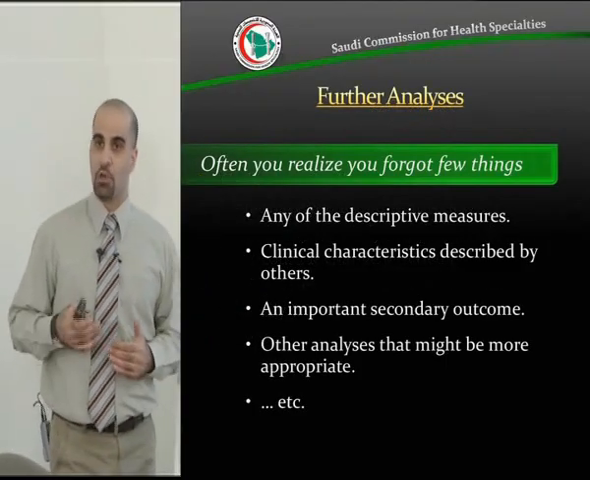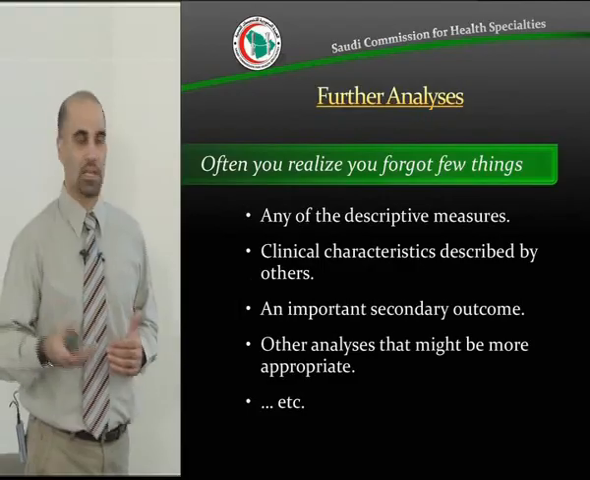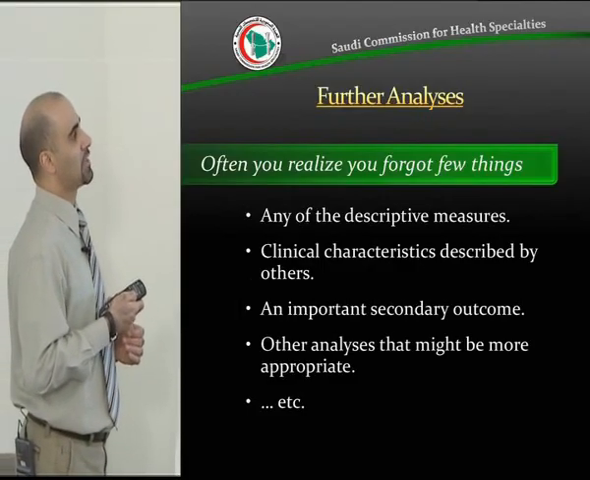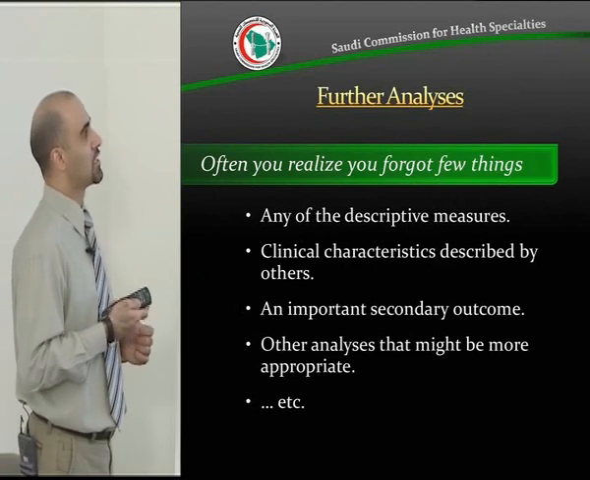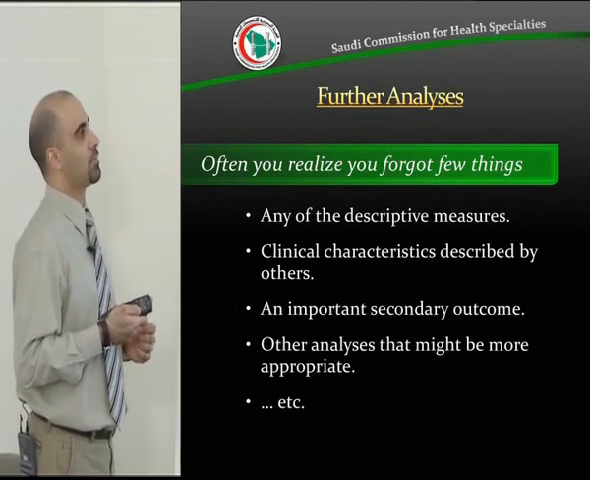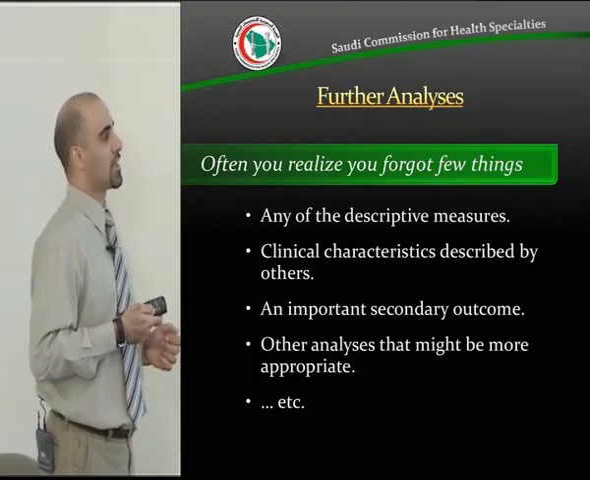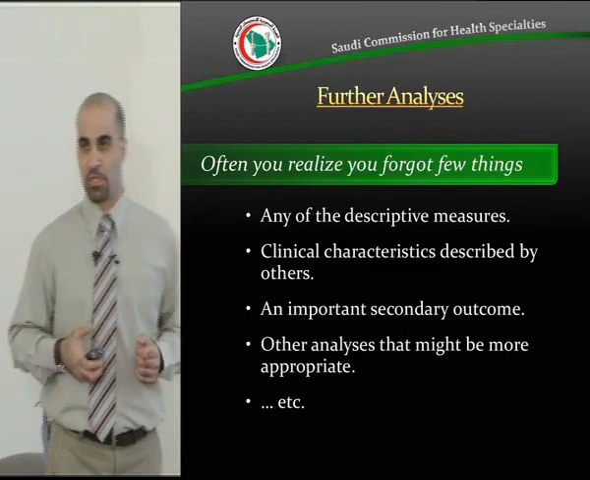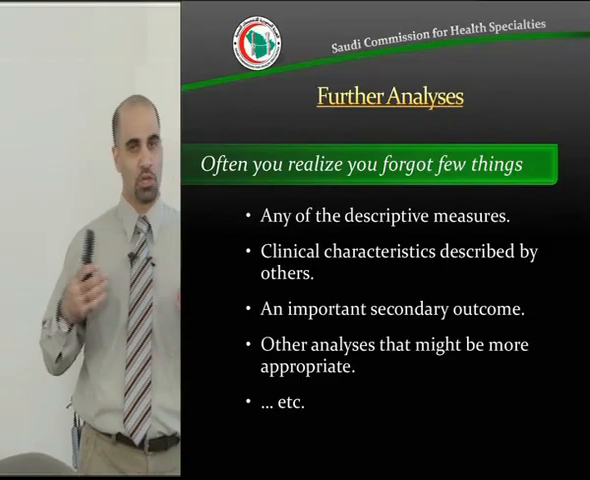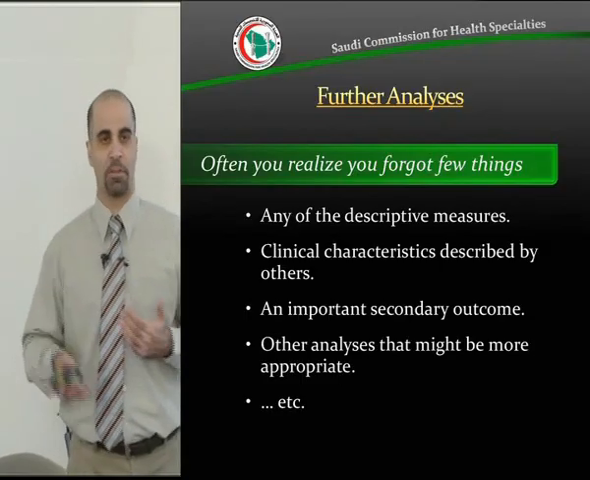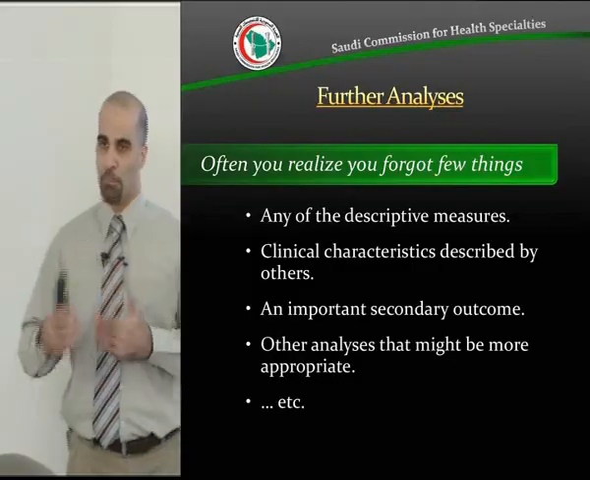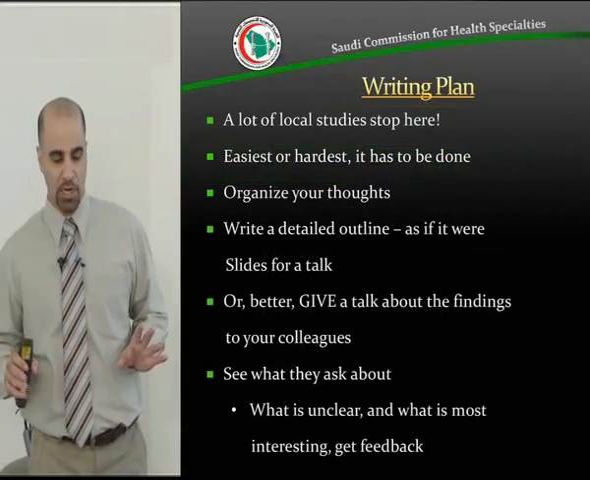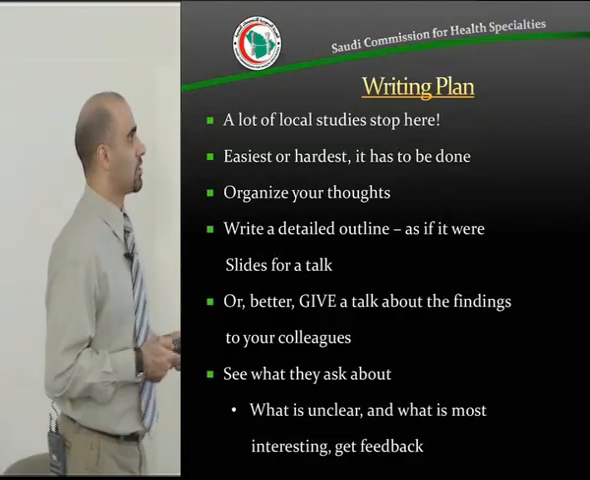Based on the reflection, you might decide that you want to do further analysis. So you have to go back and you might have missed any of the descriptive measures, clinical characteristics described by others, an important secondary outcome, or other analysis that might be more appropriate. So based on the reflection and your new literature review and your review of the papers, you might need to modify your analysis. Now, once you have finalized your analysis, the writing plan starts.